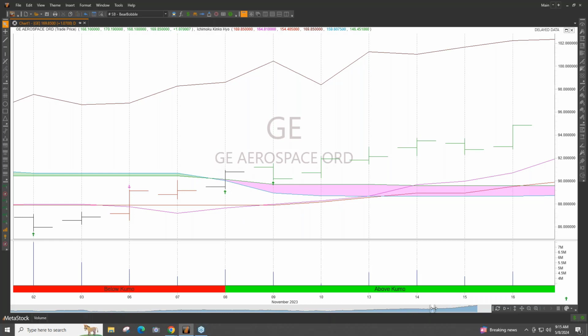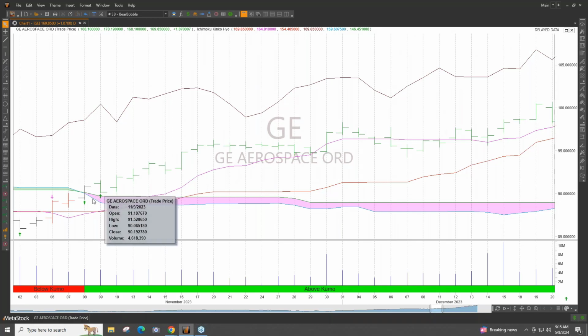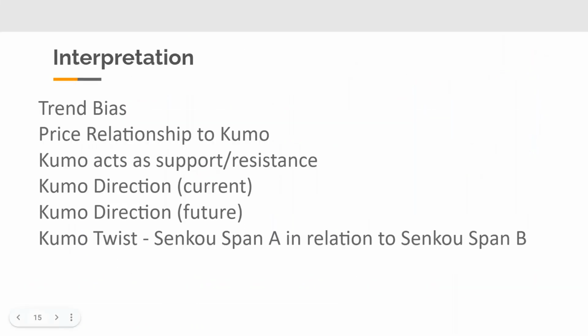So if we're looking at GE back in November, there's a few things that we can start to summarize. Actually, I'm going to hold on the summary for now. Let's continue to talk a little bit about the cloud. You can use it to identify what the trend bias is doing, and what the relationship of price is to the Kumo. You can look at it in terms of anticipating where you're going to run into support or resistance based on where the cloud is in relationship to price. And you can look at the direction to get an anticipation of what the expectation is for the future and for the current being.